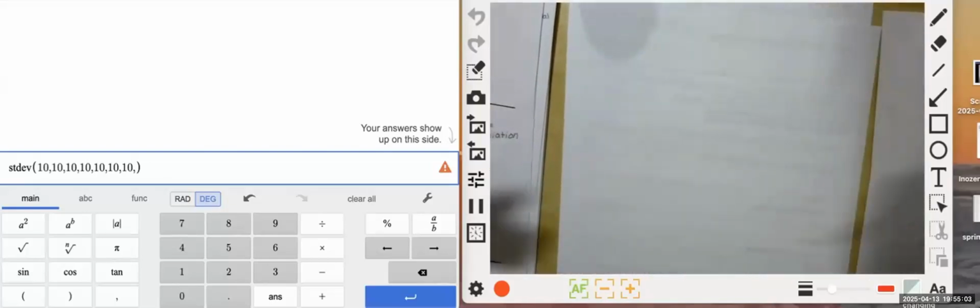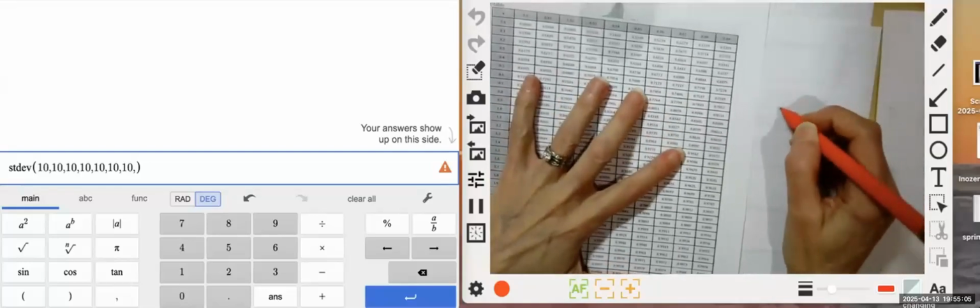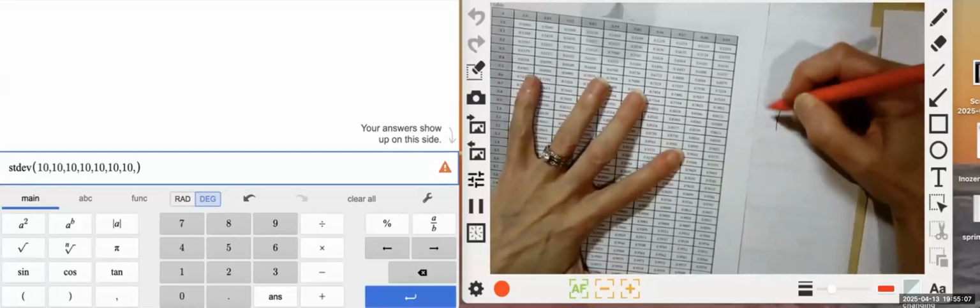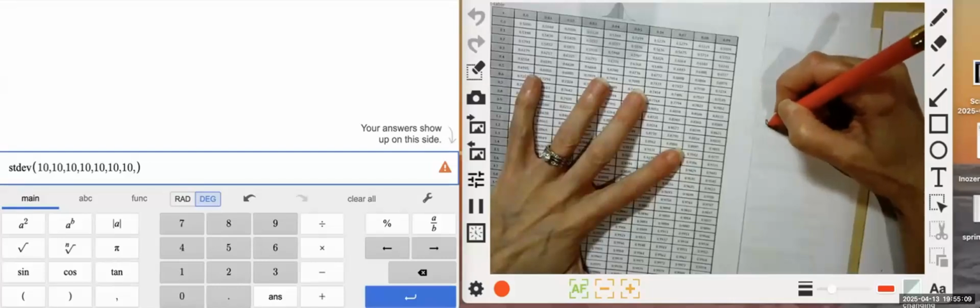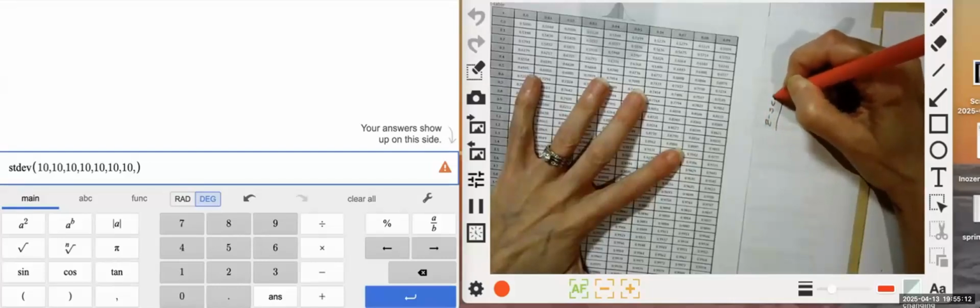My Z table. Okay, in the Z table, the numbers on the outside are the z-scores.